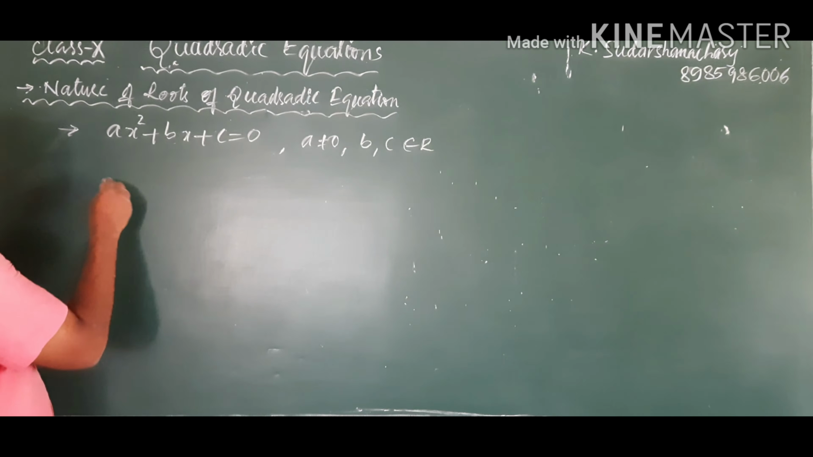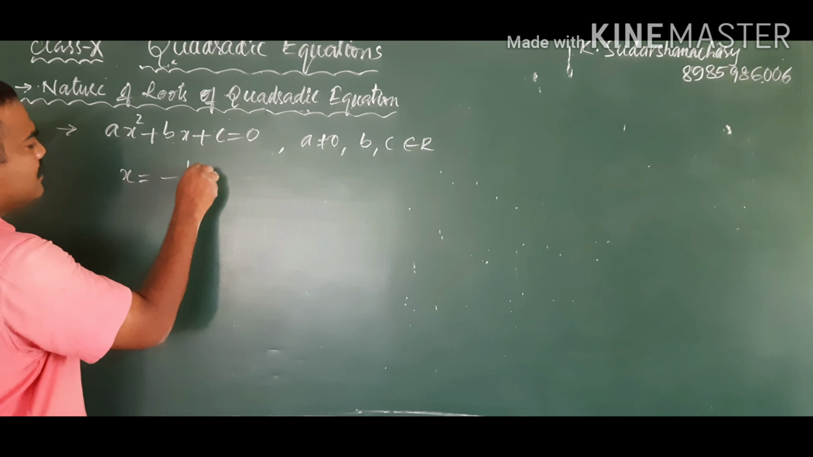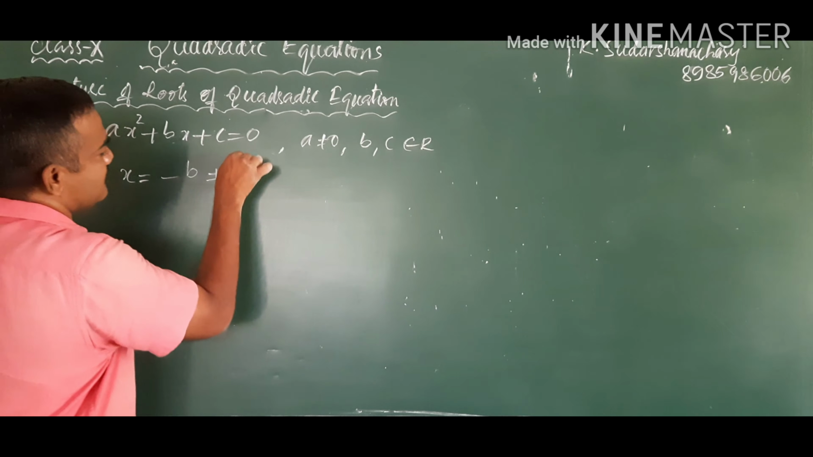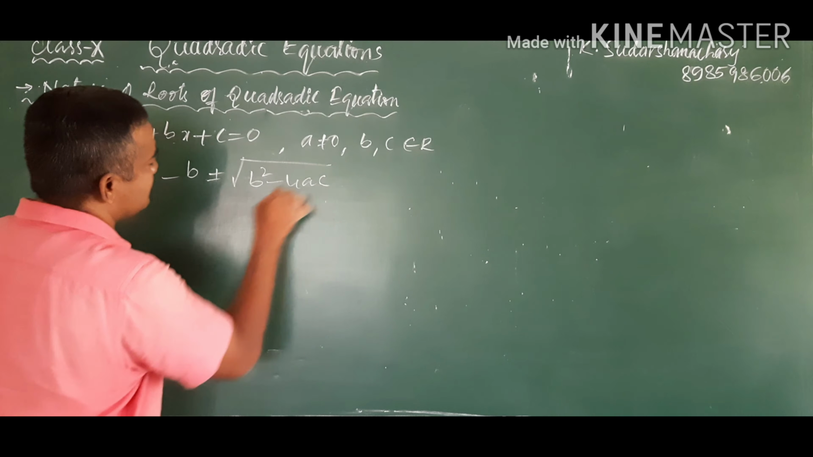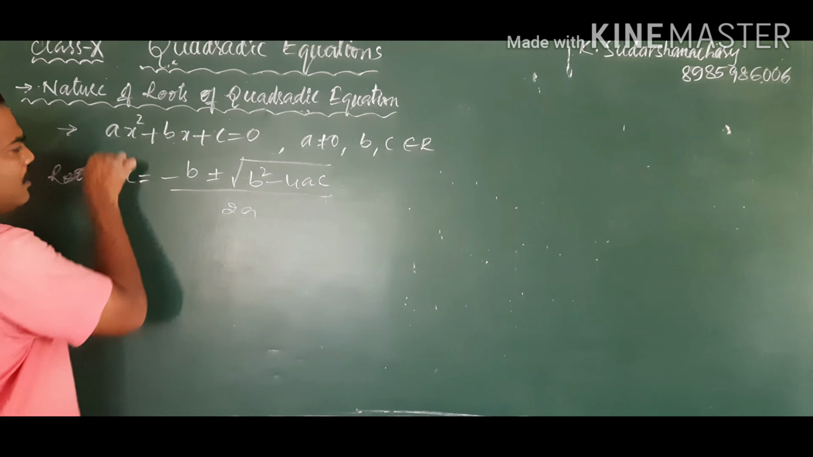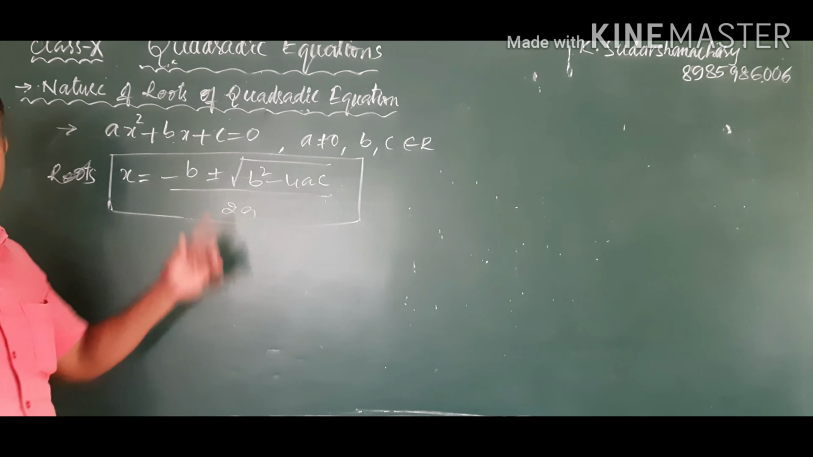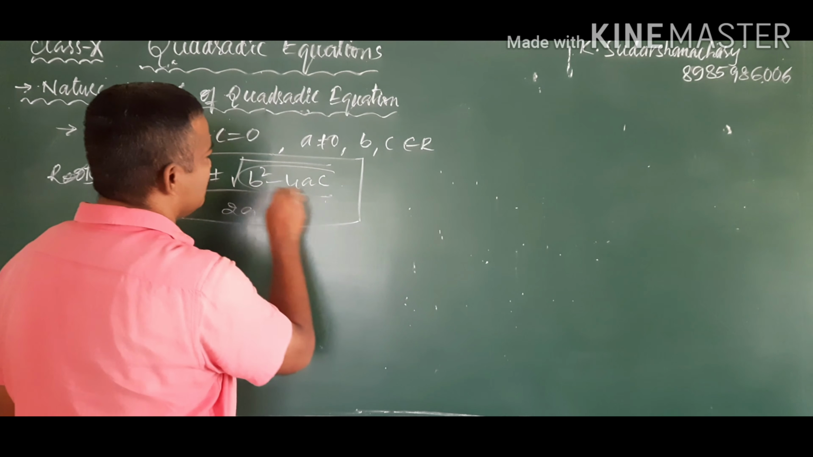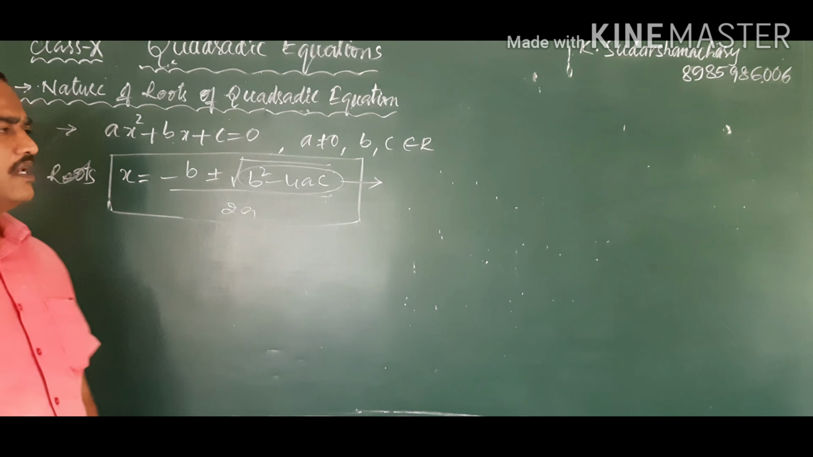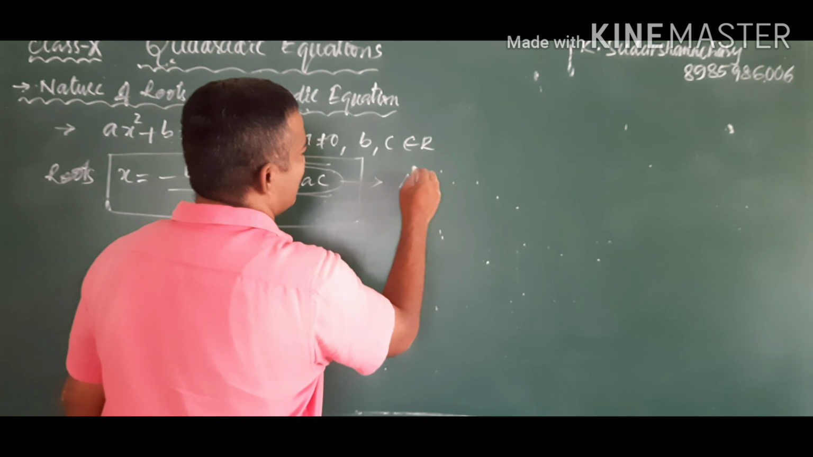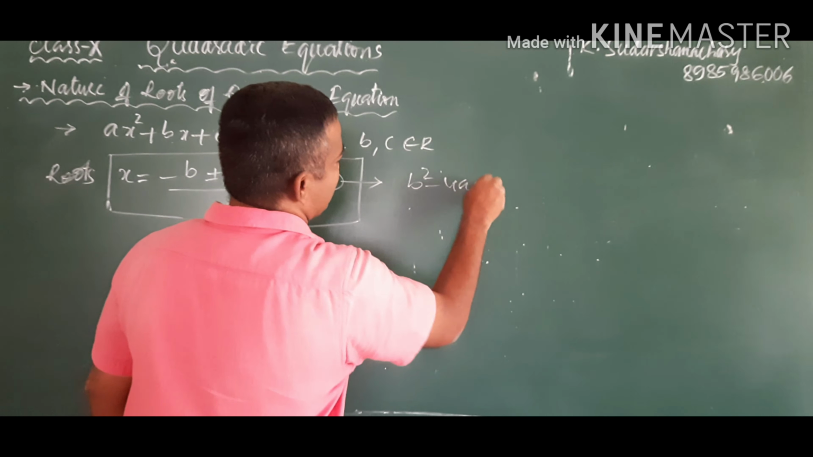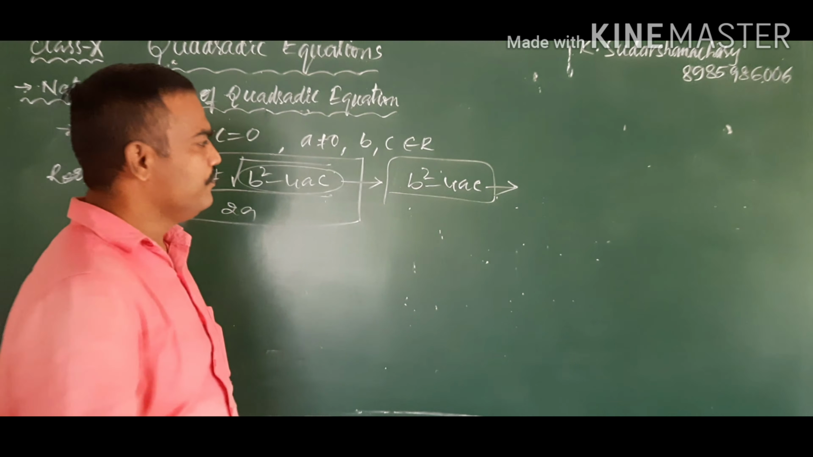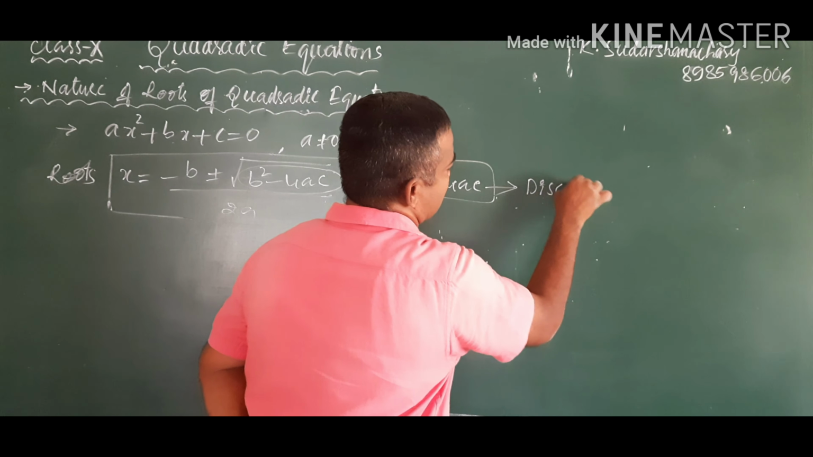Okay, so the roots of this quadratic equation are x = (-b ± √(b² - 4ac)) / 2a. It is the formula to find the roots of a quadratic equation. Here the roots depend on this value, b² - 4ac. This b² - 4ac is called the discriminant.